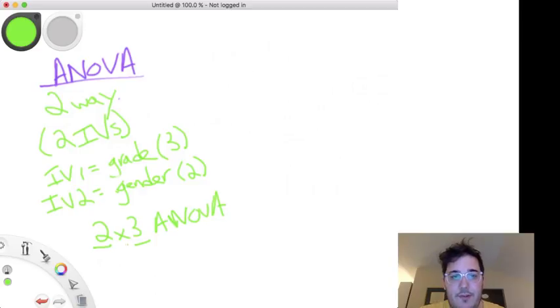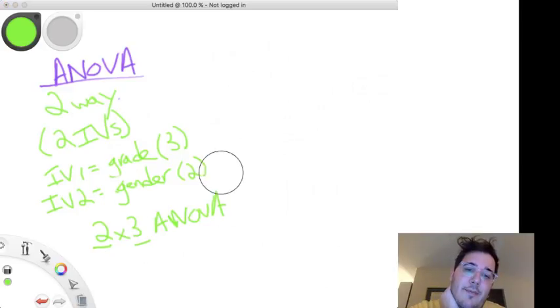So each number you have represents an IV. So I have 1, 2, so I have 2 IVs. And the actual value of that number is the number of levels of that IV. So here the 2 is gender and the 3 is grade, because I have 1 IV with 2 levels and 1 IV with 3 levels. That question was on the second exam in a few different ways. So that's how you read this notation, what that means about your setup. Okay, so let's say we have that.